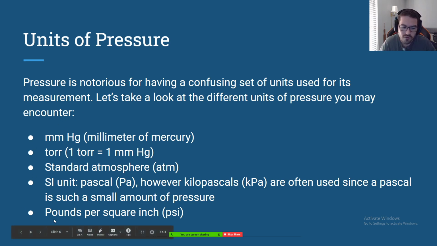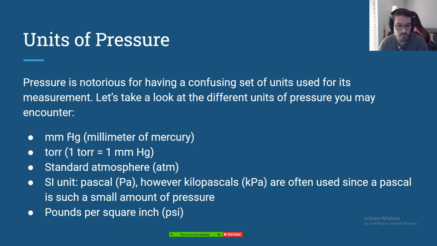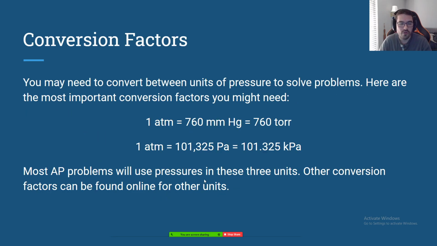All of these things are units of pressure, and they can be exchanged using conversion factors. Really, the only ones you're going to see in AP chemistry problems are the first 4: millimeters of mercury and torr, which are the same thing, standard atmospheres, ATMs, and then pascals or kilopascals. Those are the 3 or 4 you're going to have to work with in AP chemistry problems. So here are the conversion factors that you might need.